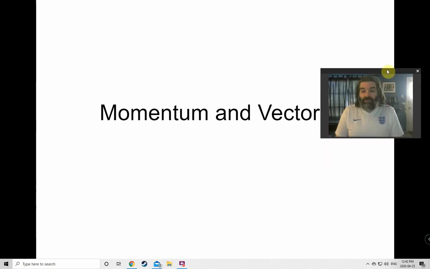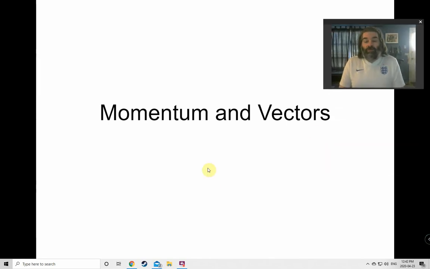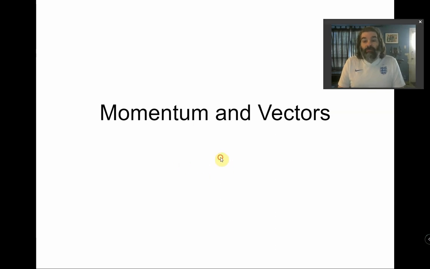All right, so today's lesson is looking at momentum and vectors for those who missed the live one. This one doesn't have a pool table, unfortunately, or dogs helping me with the lesson.